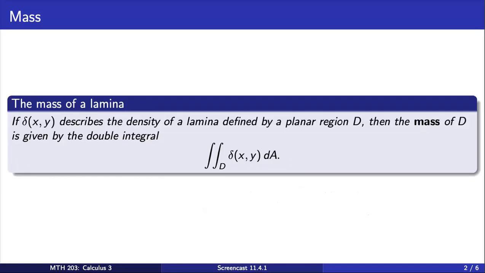First, we'll see that double integrals can be used to compute the mass of certain objects. If we have a function delta that describes the density of a lamina, which is just a flat, thin object, defined by a planar region D, then the mass is given by the following double integral.